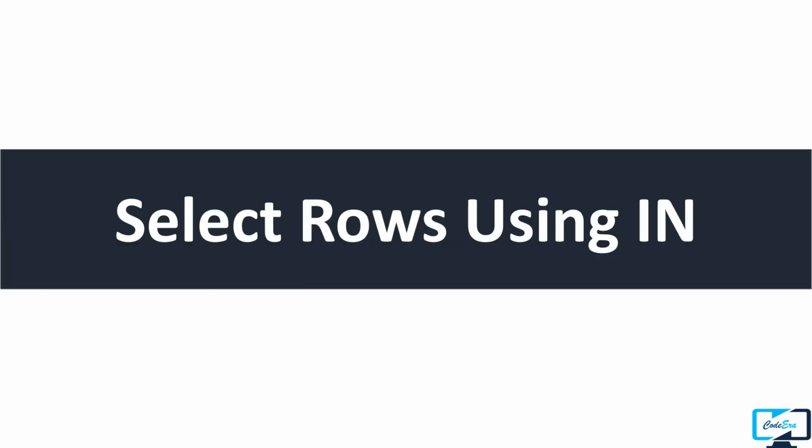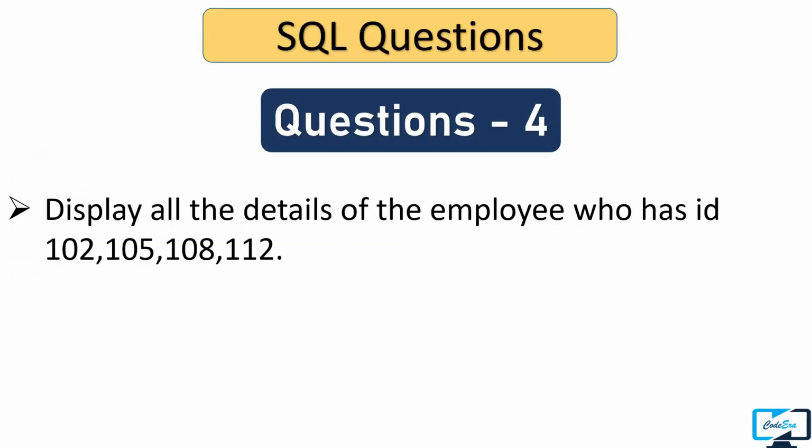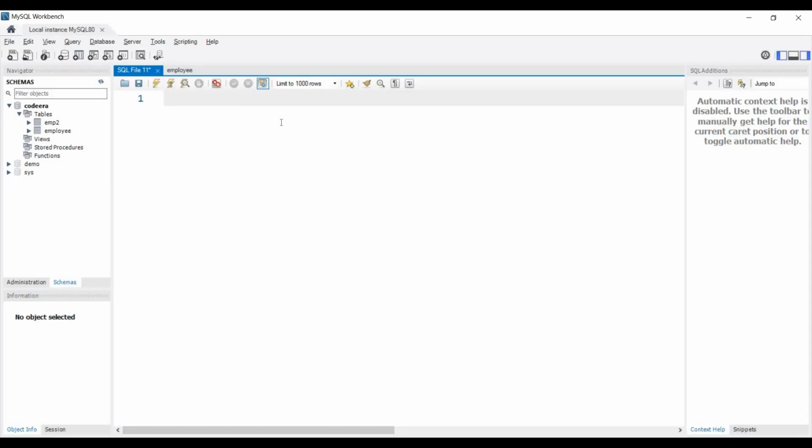So guys, let's solve a question based on the in operator, which will help you understand this operator in a better way. Our question is to display all the details of the employee who has ID 102, 105, 108 and 112. To solve this query, we will write select star from employee where ID in. After that we will provide the values in parentheses: 102, 105, 108, 112.